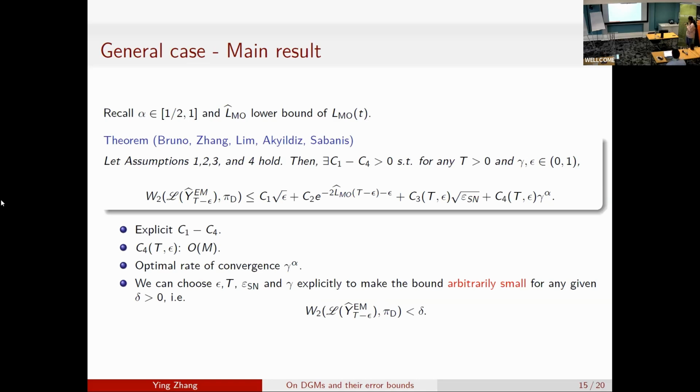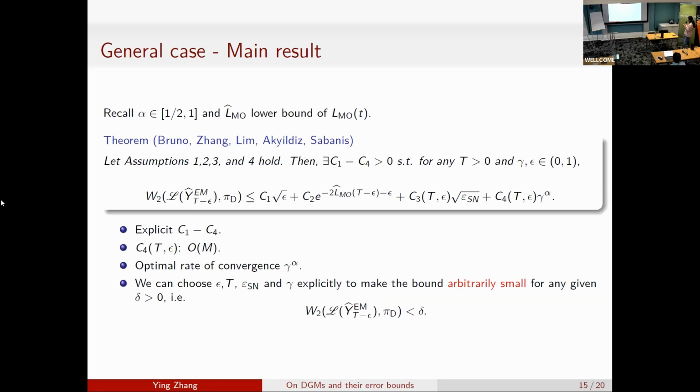The dependence is M because we want to obtain the optimal rate of convergence for the sampling scheme, so it increases the dependence on the dimension. If the rate of convergence were just 1/2, then I believe here it should be the square root of M. But because of this type of result, we see that the convergence is gamma to the alpha, where alpha is between 1/2 and 1. When alpha is 1, this is the optimal rate of convergence for the sampling scheme, and so this increases the dependence on the dimension.